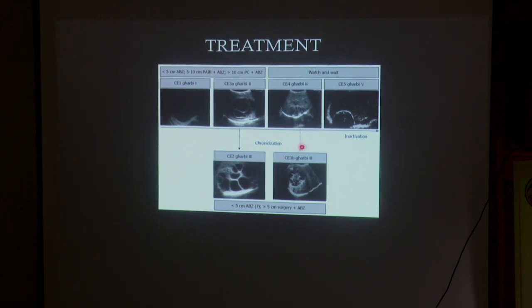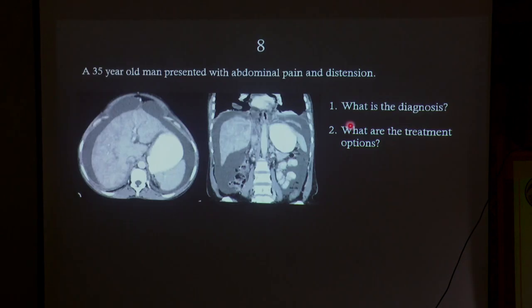And when there is chronicization, that is if it goes to CE2 and CE3B, wherein there is presence of honeycomb cyst or daughter vesicles, again if it is less than 5 cm, it is managed by albendazole, whereas if it is more than 5 cm, it is considered for surgery with albendazole. And inactive lesions, that is CE4 and CE5, need no treatment; you can just wait and watch. So that's about hydatid cyst.